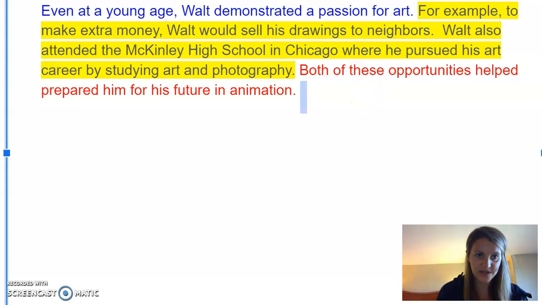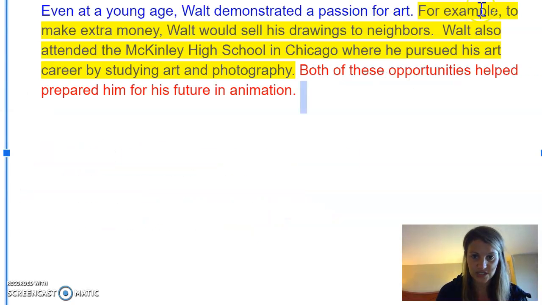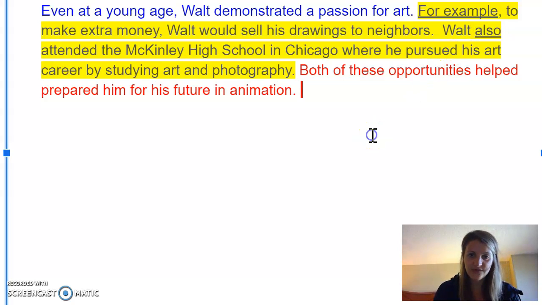And then last but not least, the instructions ask you to underline your transitions. So we have added 2 transitions to this. We have, for example, and we have also. And so this is a clear way for you to see whether or not you have all the parts to a well-structured paragraph. I am excited for you to get started on your writing, and I look forward to all of your paragraphs.